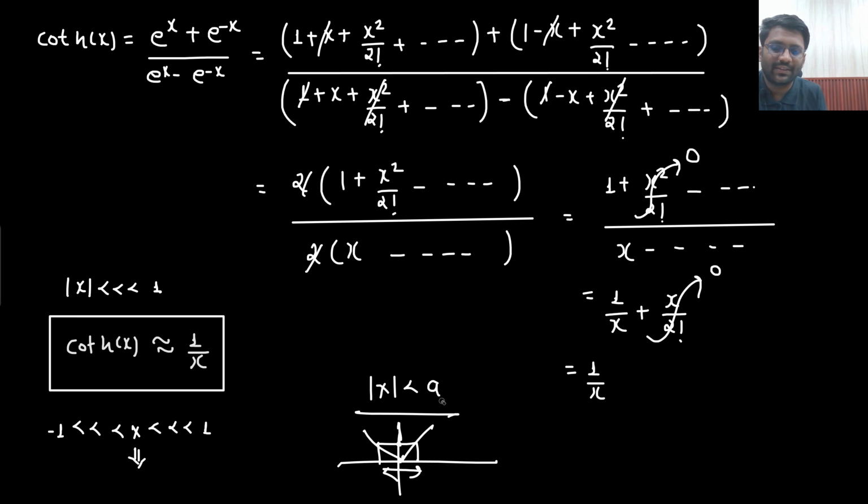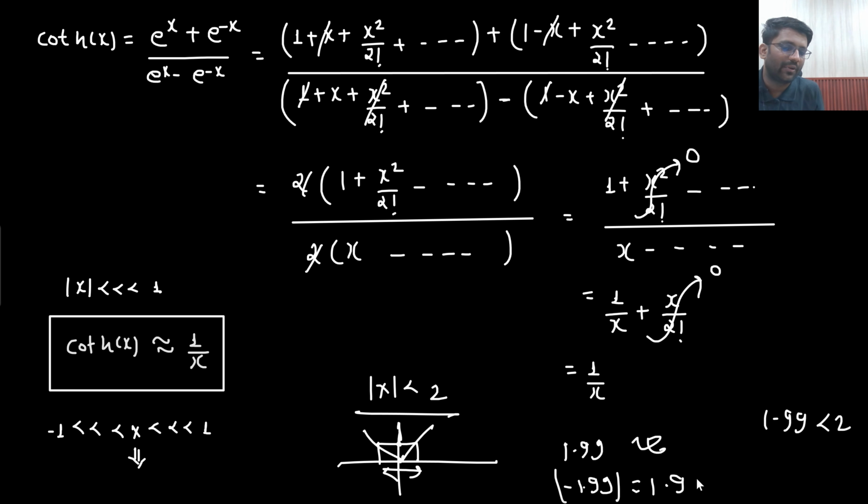No. Let's just say a is 2. Mode of x is less than 2. That means x equals 1.99 will be accepted. Yes, sir, because 1.99 is less than 2. Minus 1.99 will also be accepted, because mode of minus 1.99 will be nothing but 1.99 only. That means x is between minus 2 and 2. Is that clear to you?